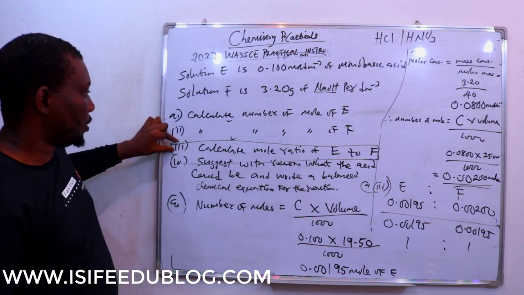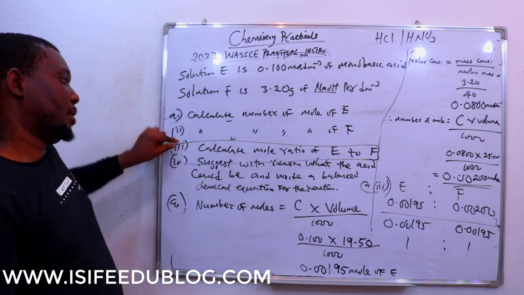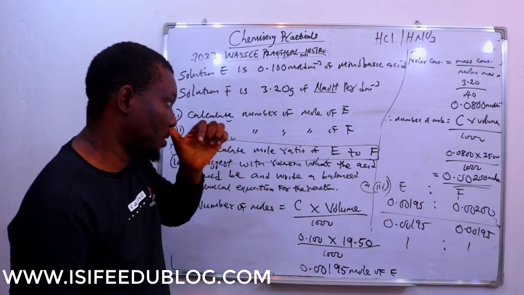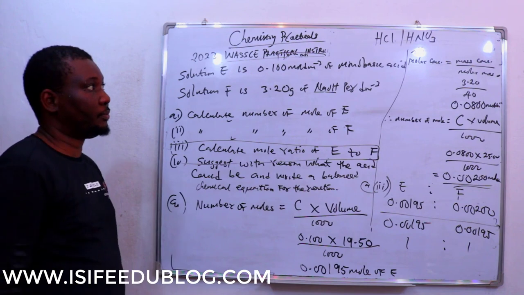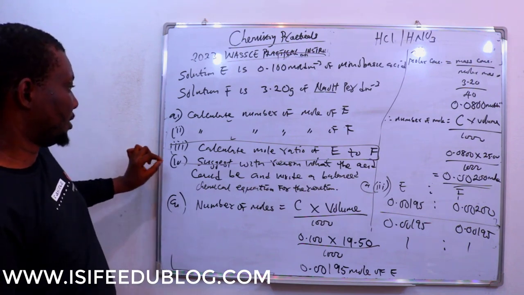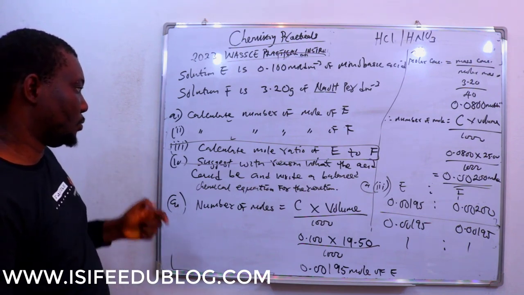So we have found the mole ratio. After getting the moles of A, mole of E, mole of F, divide both sides with the least mole. That's what we have. So now you can go to the next question and suggest its reason what the answer could be.